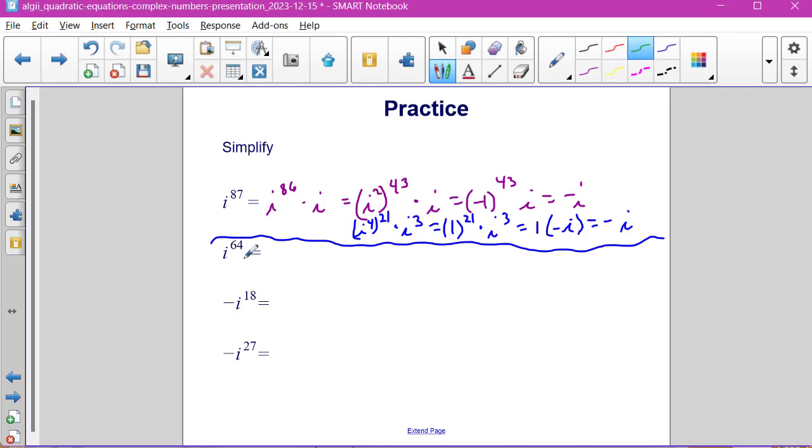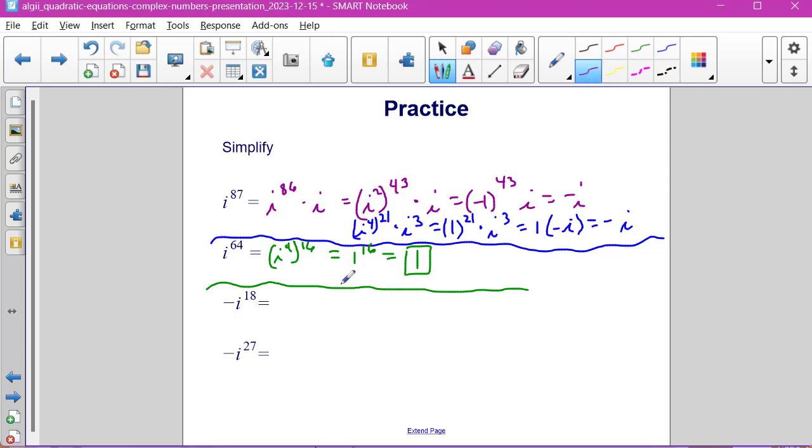Now let's look at the next problem. We have i raised to the 64th power. You have the option to either write it in terms of i squared and get negative 1 raised to a power, or you could put it in terms of i to the 4th power. I'm going to write it as i to the 4th power because that's 1, and i to the 4th power raised to the 16th power will give us i to the 64th power. So therefore, i to the 4th power is positive 1, and we're raising it to the 16th power, and 1 raised to the 16th power is just going to be 1.